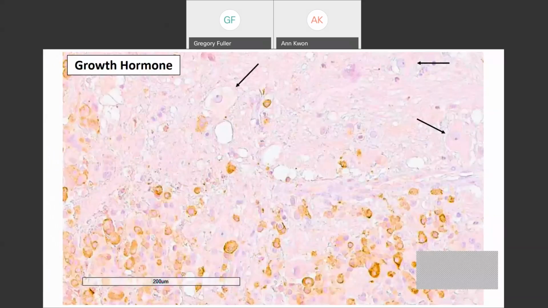All right. Again, going back, this was our case. This is the growth hormone immunostain, and the arrows are indicating negative growth hormone expression. Again, at a referring institution, the tissue was tested for GHRH, and the ganglion cells were positive, which fits the pattern that we've just seen.